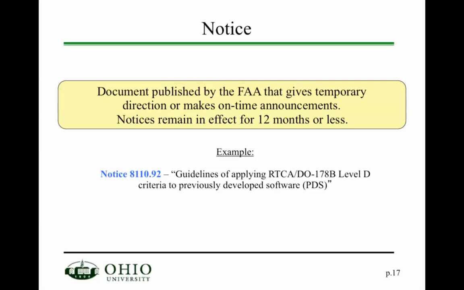And one that is really interesting that I have here as an example, which is related to the stuff we talk about in this course, is 8110.92, which talks about what kind of criteria to apply to previously developed software when you start making a new software product, and we'll get back to that a little bit later.